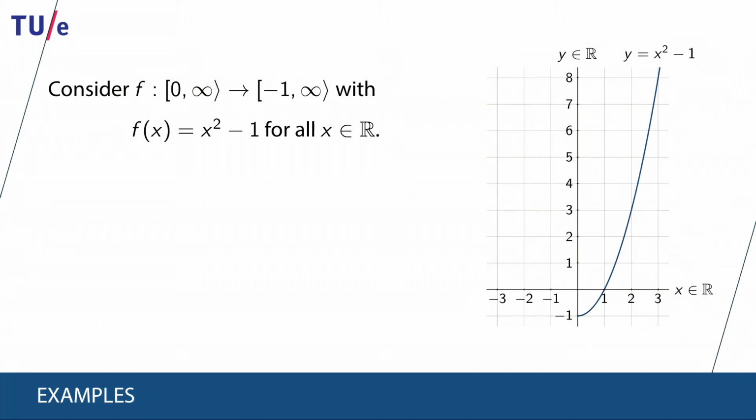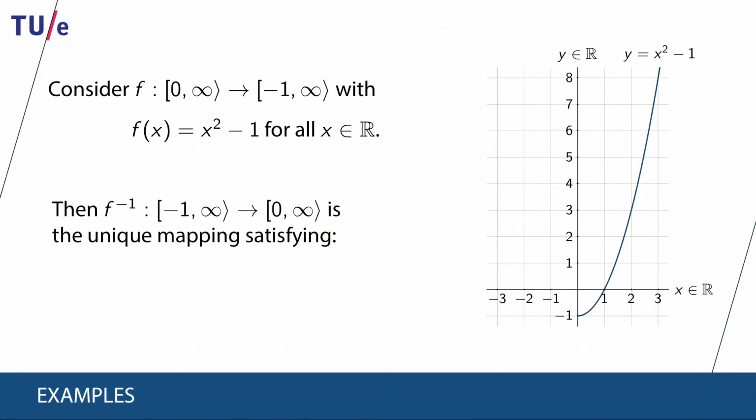We illustrate the notion of inverse by considering the two example bijections we have encountered earlier in this lecture. First, consider the bijection f from non-negative reals to real numbers greater or equal -1, defined by f of x is x squared minus 1. The inverse of this mapping is the unique mapping that associates with every real number y greater or equal -1 the square root of y plus 1.